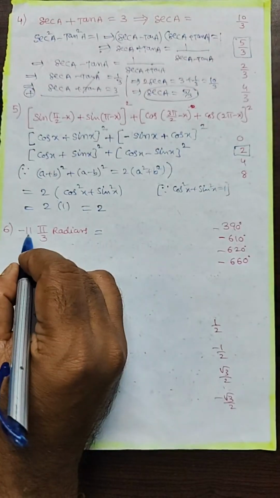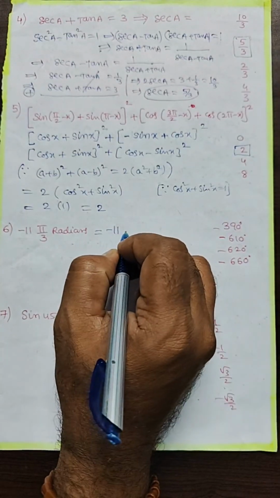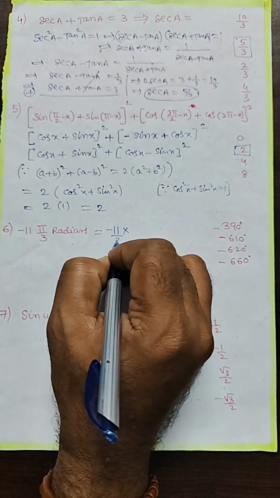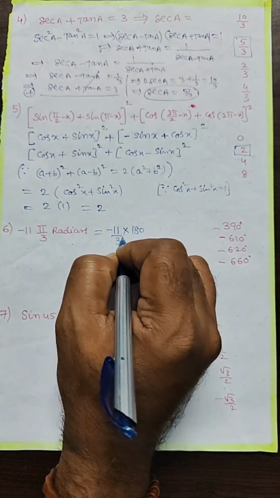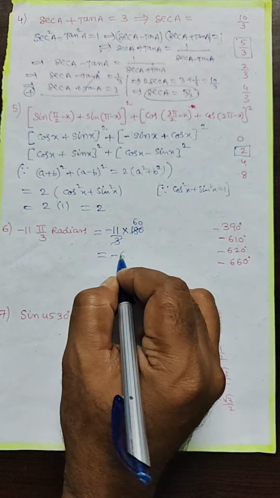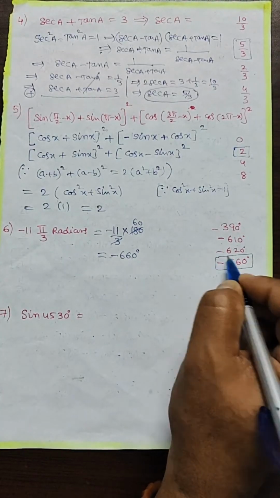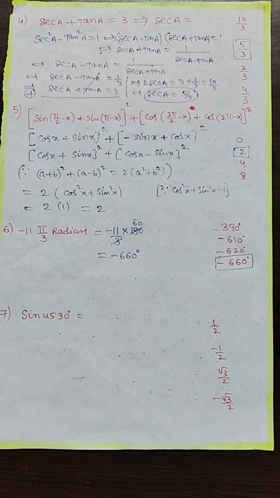So minus 11 pi by 3. Minus 11 by 3 into pi. Pi means 180 degrees, no? 3 ones 360. So which is equal to minus 660 degrees. So minus 660 degrees is there in the last option.